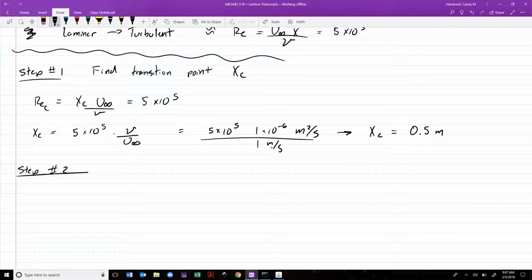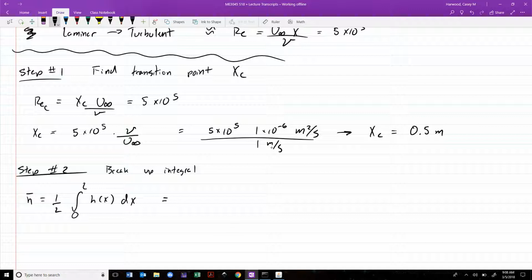Step number 2 is going to be to break up our integral for the average convection coefficient. So h bar, for this case, is going to be written as 1 over the length of the plate times the integral over the length of the plate, 0 to L, of h(x) dx. The issue is that h goes through a significant jump somewhere in the middle at about 0.5 meters.